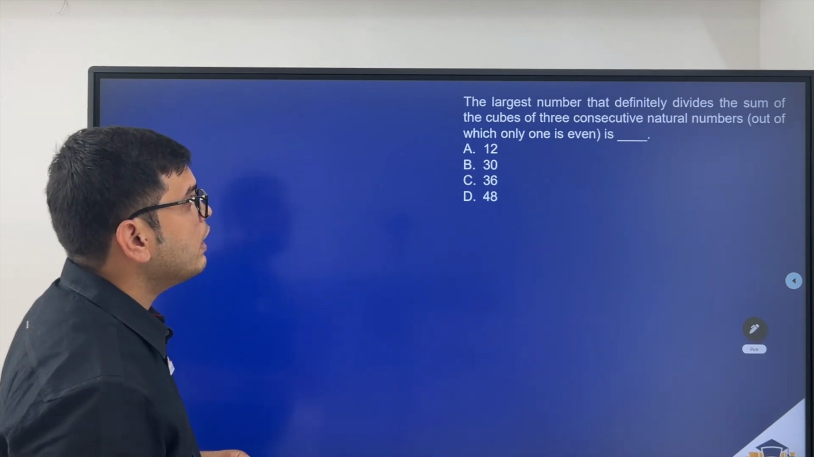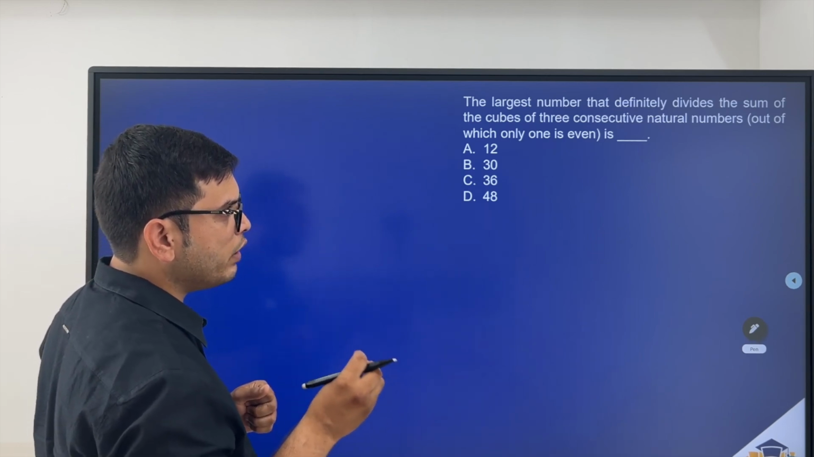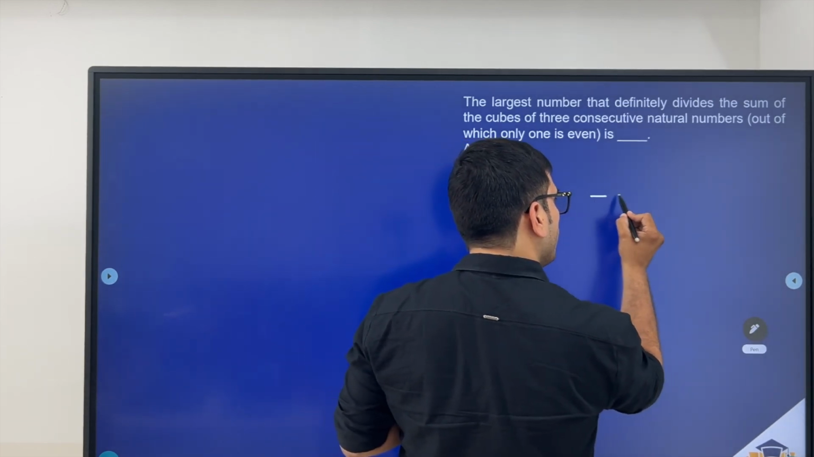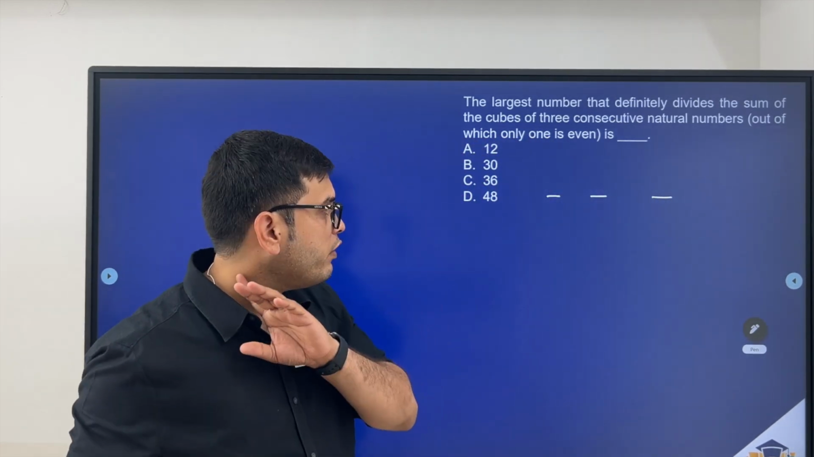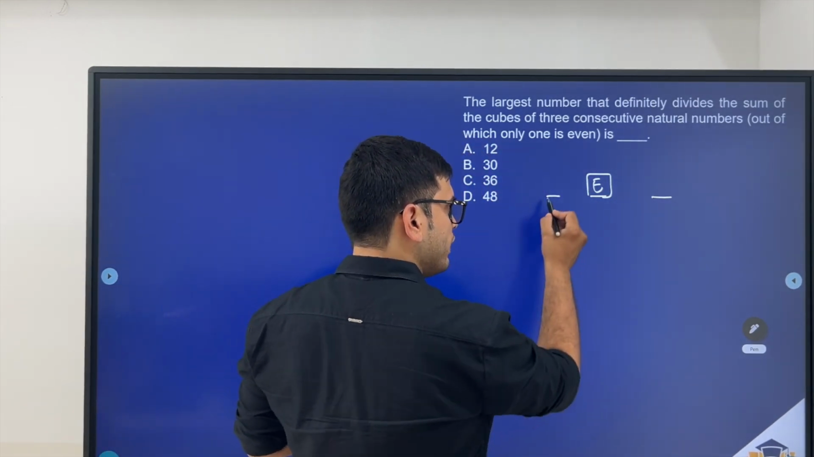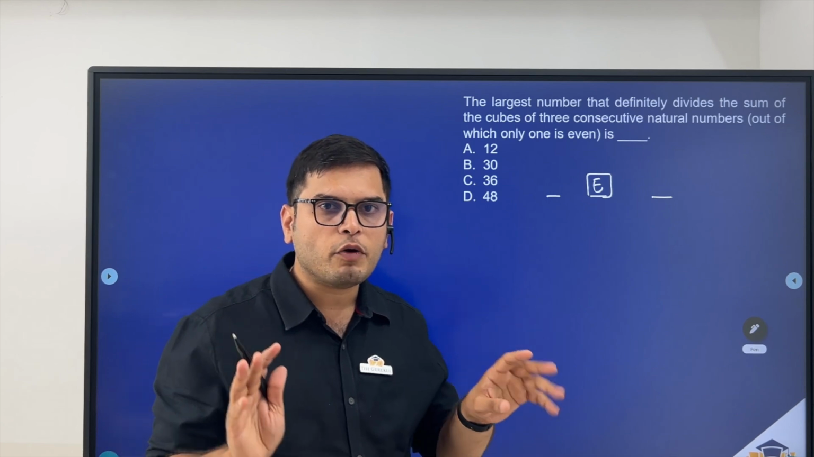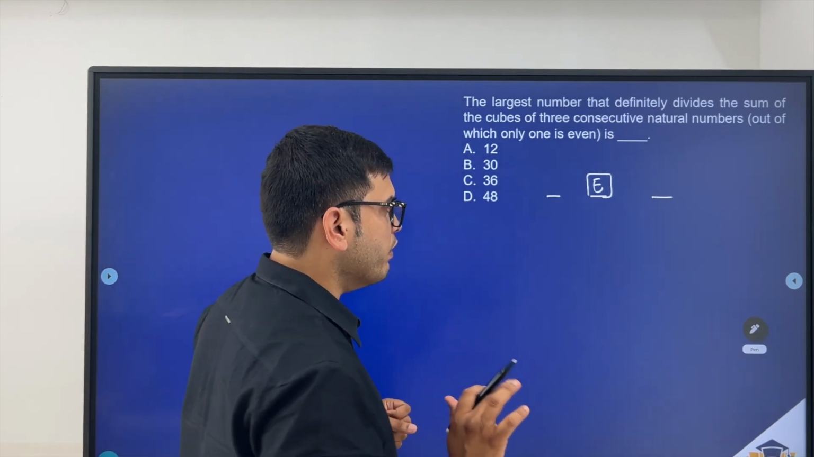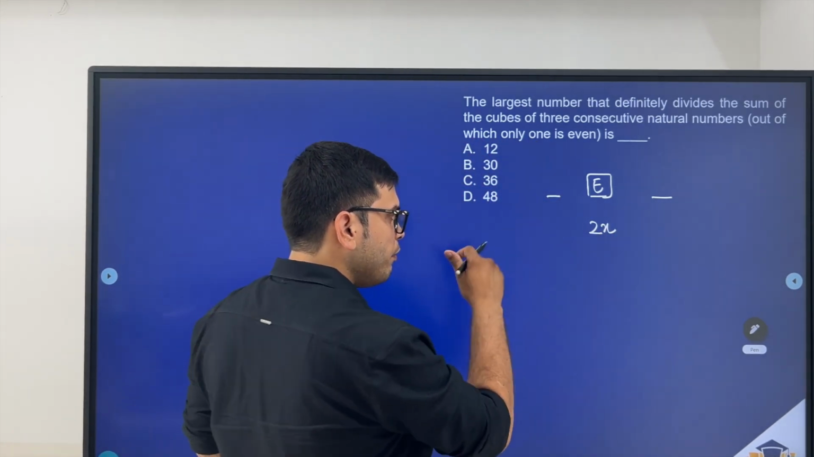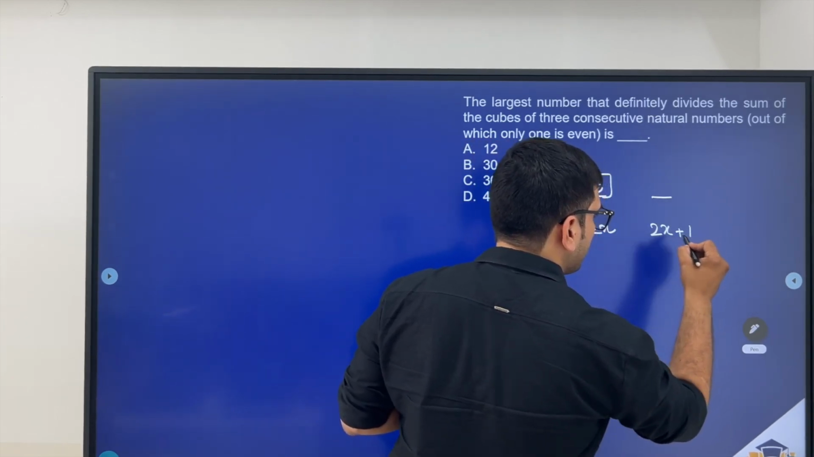Now coming to the third question, the largest number that definitely divides the sum of the cubes of 3 consecutive natural numbers out of which only one is even. So we need to have 3 consecutive numbers such that only one of them has to be even. That means the middlemost term should be an even number. For example, if this is even, now this will also be even. In that case, you will be having 2 even numbers. So that is not possible. So the middlemost number should be even. So let me consider this as, let us say 2x. Right. So the number before that would be 2x minus 1 and the next number would be 2x plus 1.